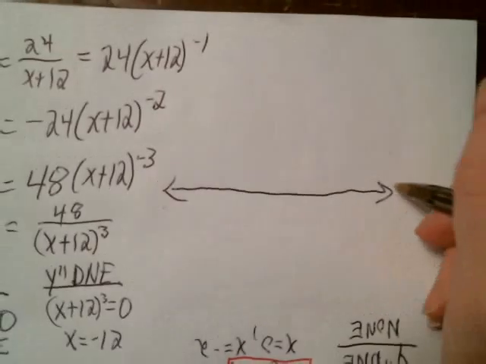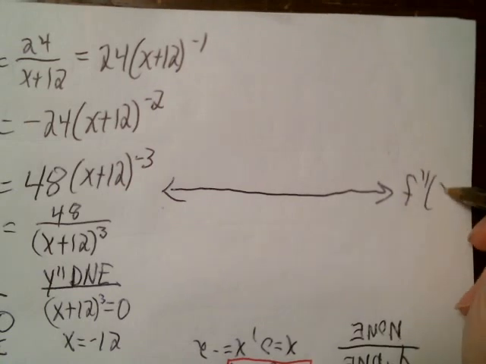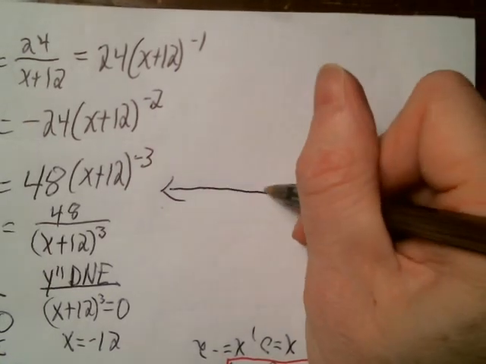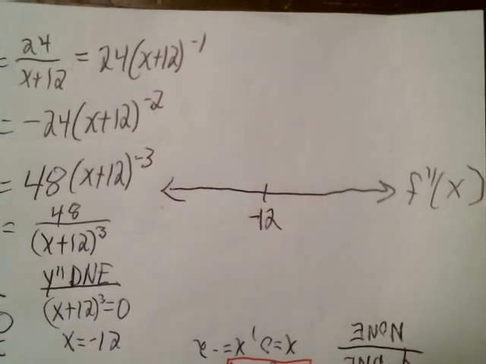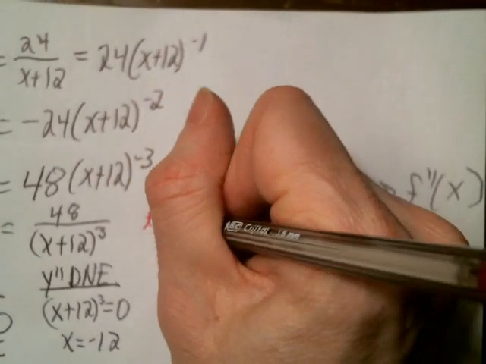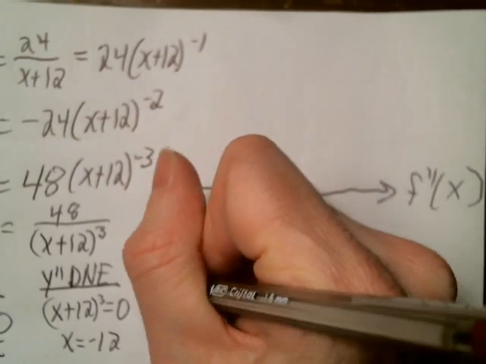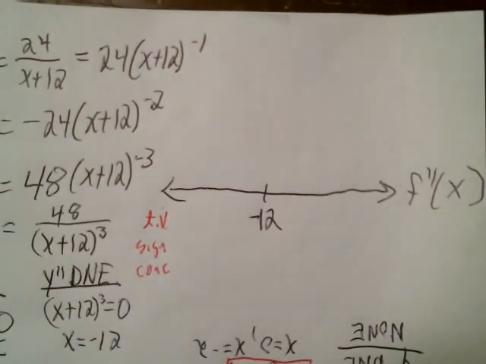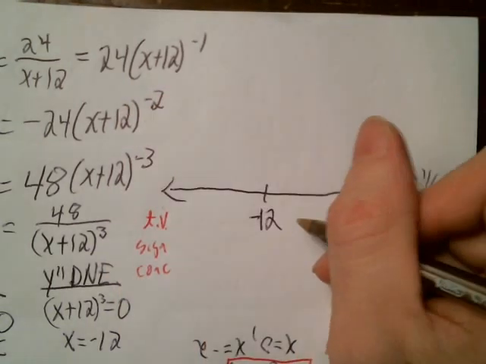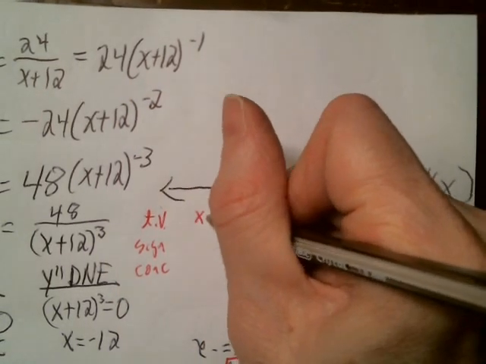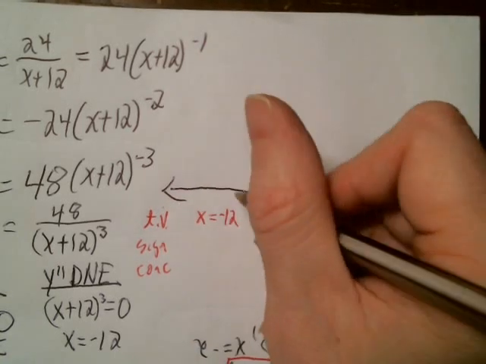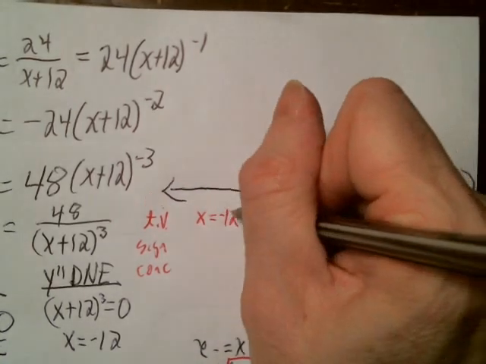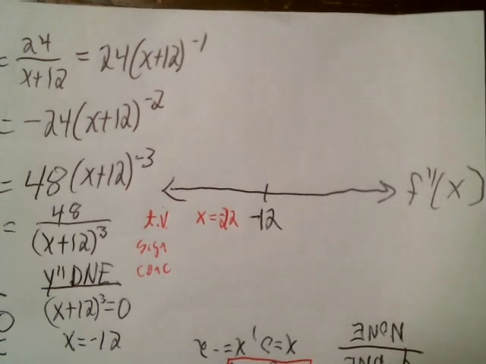Right? So I go to my graphical analysis for f double prime of x. Here's my potential inflection point. And I'm going to do test values, signs, and conclusion. Okay. So for test value, I'll try x is negative 12. Whoops, can't use that one, right? I can't use the actual value of the critical one. So let's try negative 22.